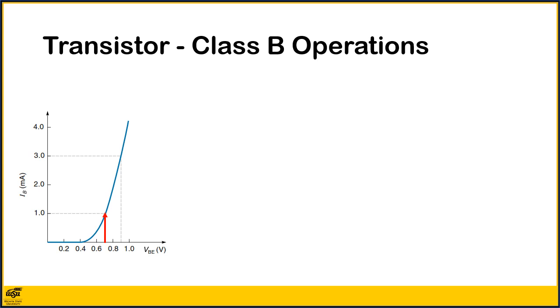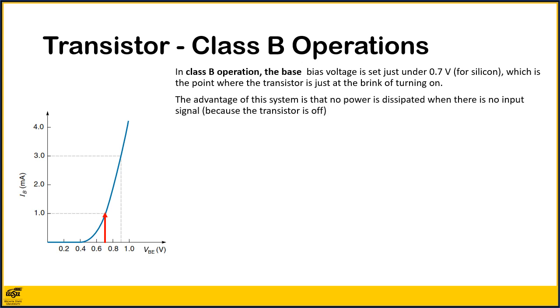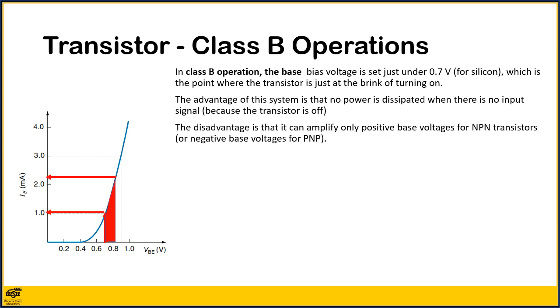In Class B operation, the base bias voltage is set just under 0.7 volts for silicon, which is the point where the transistor is just at the brink of turning on. The advantage of this system is that no power is dissipated when there is no input signal, because the transistor is off. The disadvantage is that it can amplify only positive base voltages for the NPN transistors, or negative base voltages for the PNP.